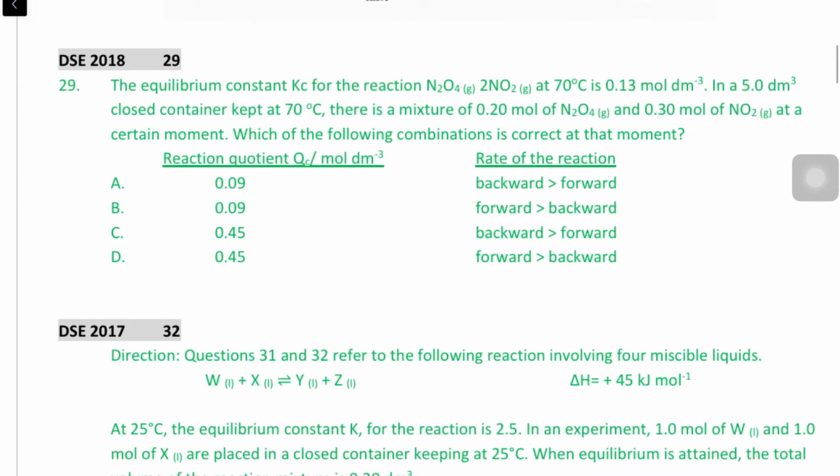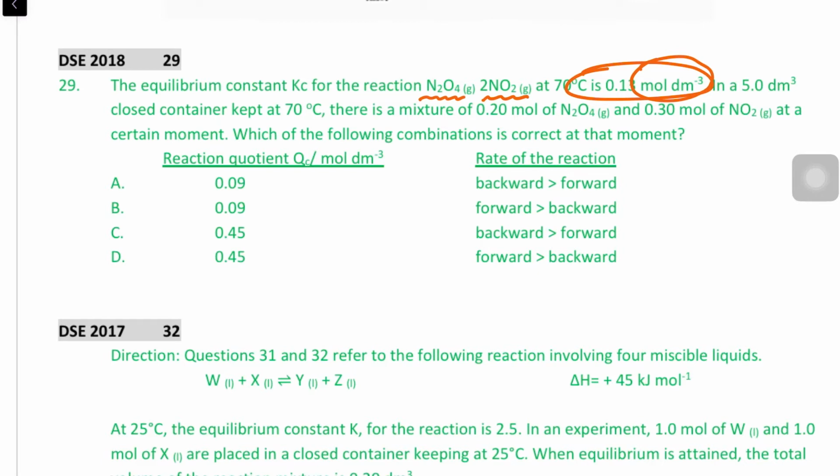Question 29. So you are given the Kc for the decomposition of N2O4. Now, here is a little bit tricky, okay? This is a small trick for you, okay? The trick is, some of you may wonder which one is product and which one is the reactant, okay? So, let's see the unit, okay?